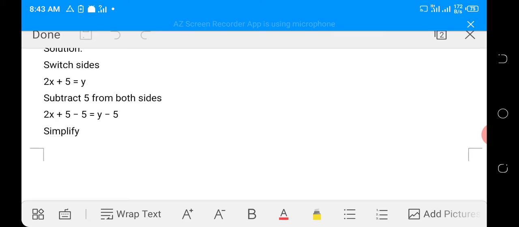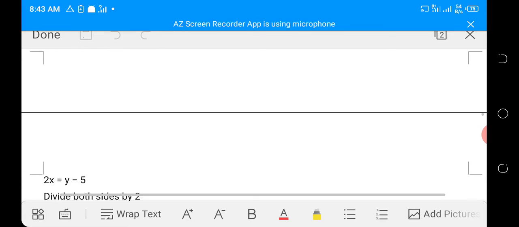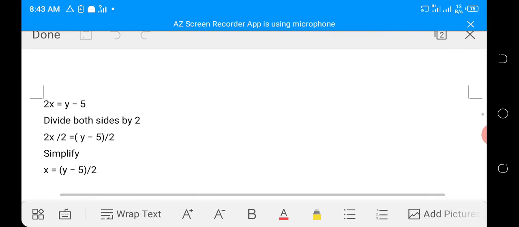So the first thing to do is to undo that addition of 5. And that will be done by subtracting 5 from both sides. So we have 2x plus 5 minus 5 is equal to y minus 5. And when this is simplified, we have 2x is equal to y minus 5.